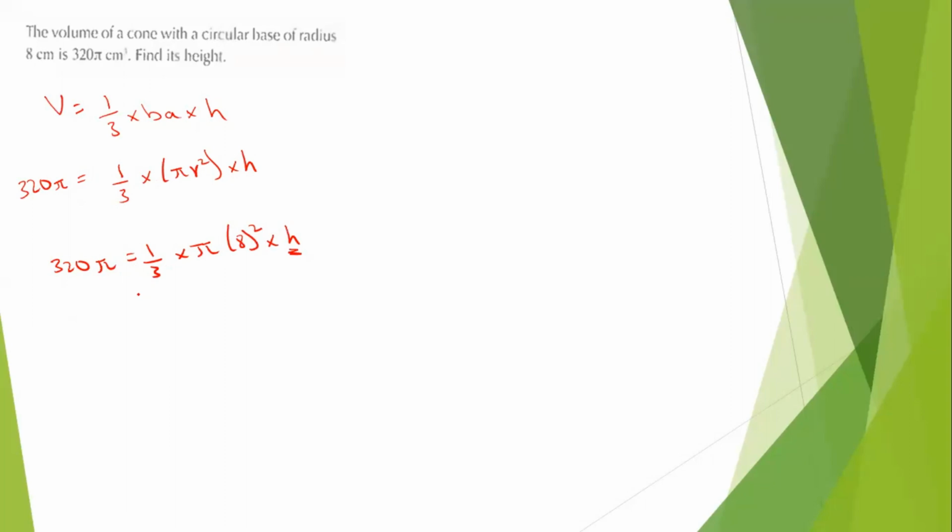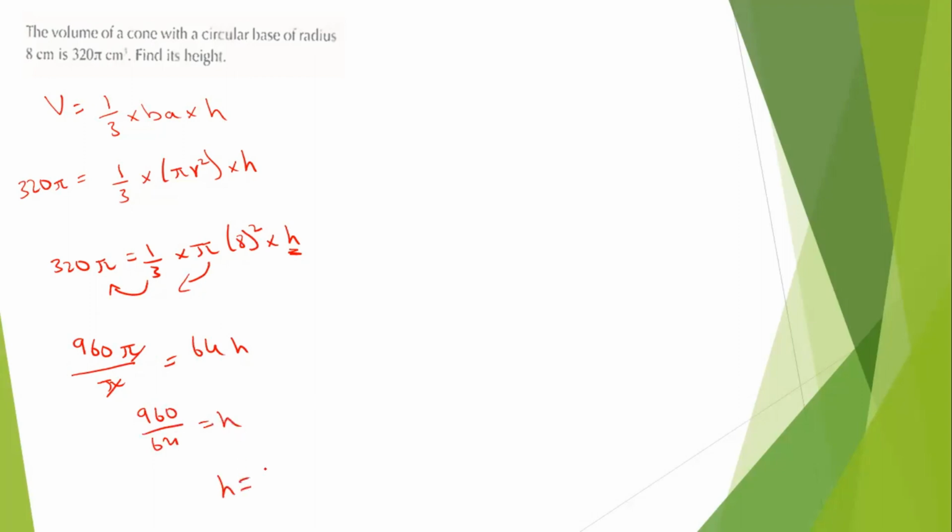So in my first step, I'm going to shift the 3 on this side and multiply it, which makes it a 960 pi. In the second step, can I also shift this pi on the other side? यहाँ पे multiply हो रहा है, दूसरी side पे जाके divide हो जाएगा. Hence, I'm going to give it as a denominator equals to 8 ka square is a 64h. I can cancel this pi and this pi. What am I left with? 960 divided by 64 as the value of h.